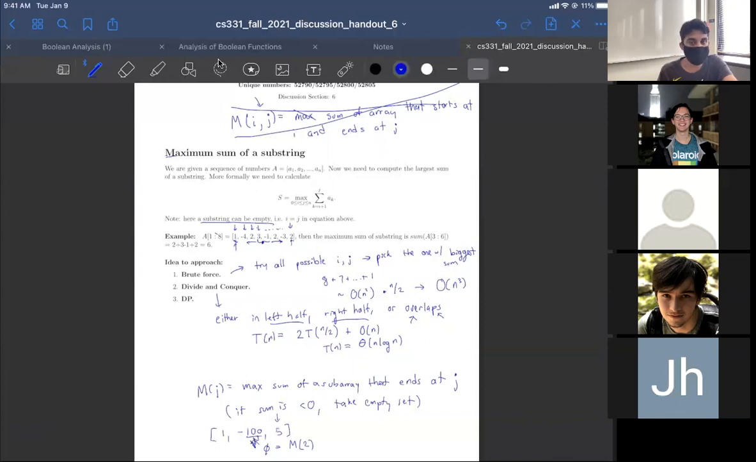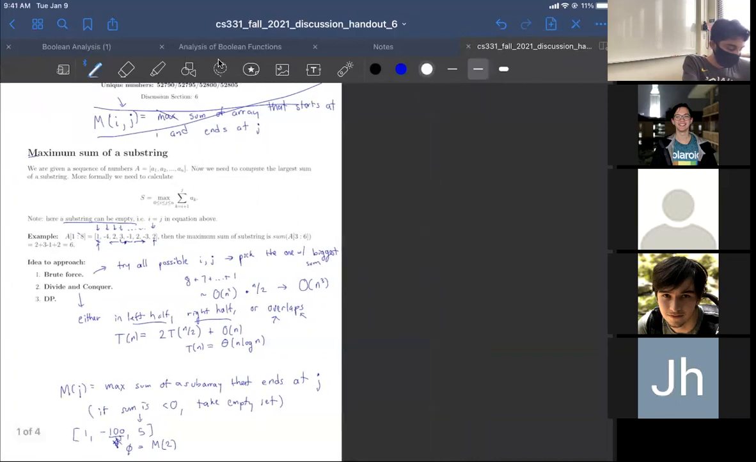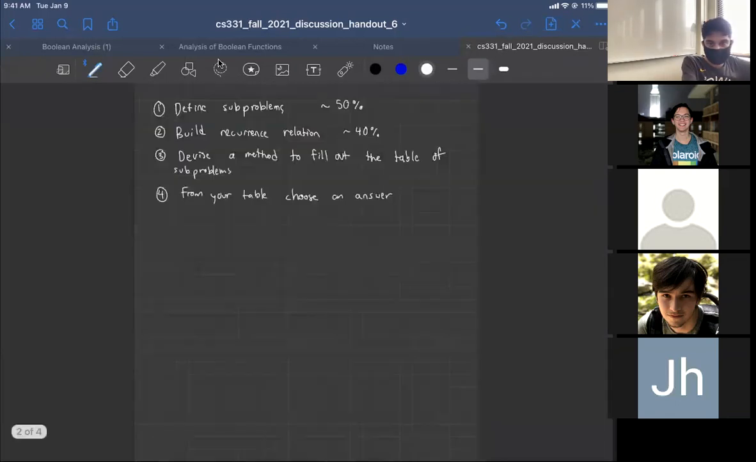Okay, so our subproblem is going to be M sub j, or M of j, the maximum sum of a subarray that ends at j. And if the sum is empty, we'll just say it's the empty set. So M of j, max sum that ends at j. That's the first step. We've defined the subproblem.